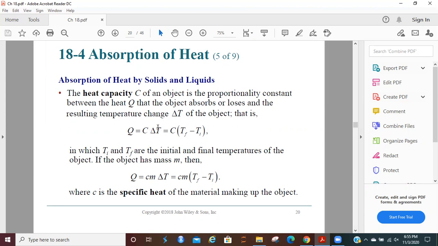You can also write the change in temperature in this, where the final temperature minus the initial temperature will get you the change. If the object has a mass m, then Q is going to be equal to c m delta T. And the small c is going to be the specific heat of the material making up the object.